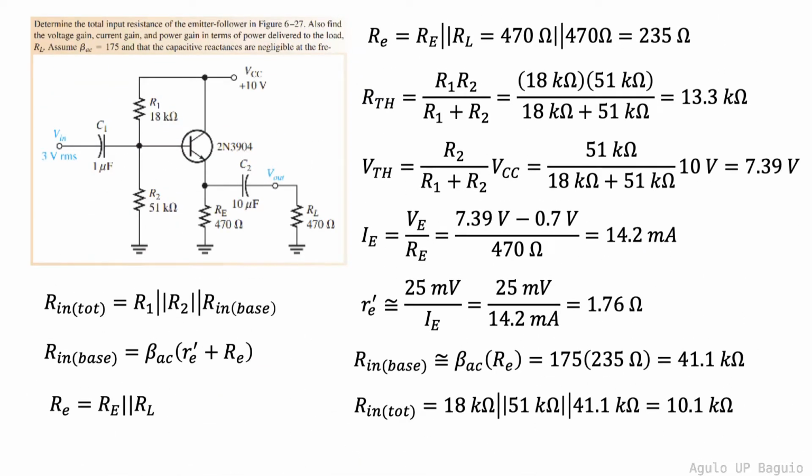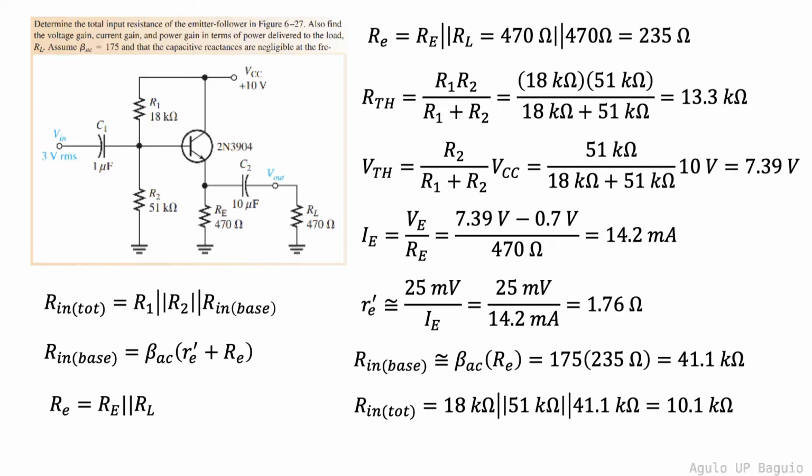Let's now consider this example. We are asked to determine the total input resistance of the emitter follower circuit. We are also asked to solve for the voltage, current, and power gains. The AC beta parameter is assumed to be 175. The capacitive reactances are also assumed to be negligible at the operating frequencies. To solve for the total input resistance, we first need to determine the equivalent resistance of the parallel resistances of RE and RL.